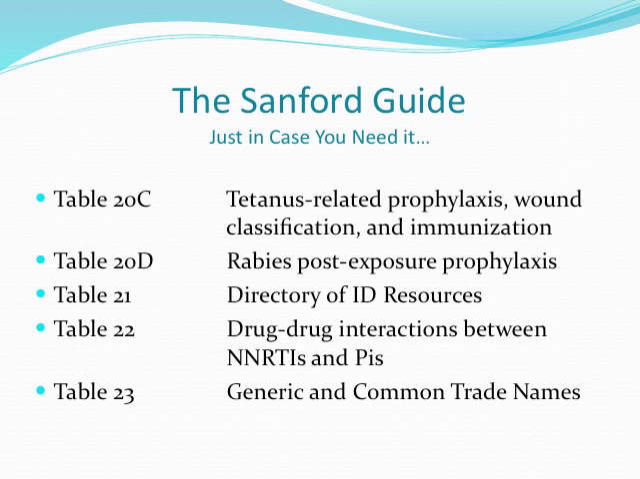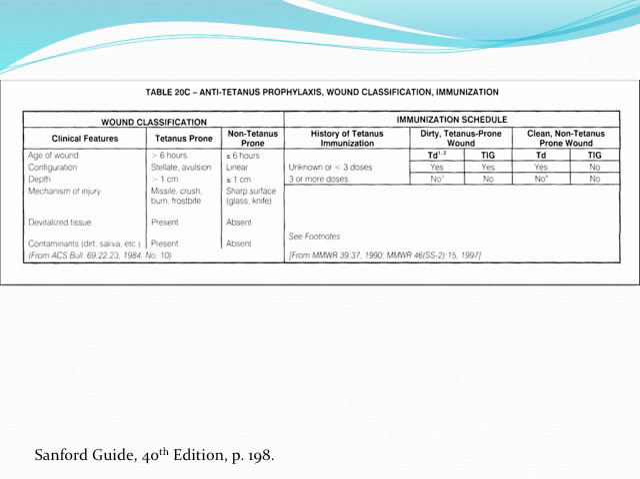Some other just in case you need it information. Wound classification and tetanus immunization schedules are listed in Table 20C, allowing you to categorize what type of wound you have in a given situation, as well as whether patients should receive tetanus prophylaxis. So this is a very helpful section. Again, not something that you would need every day, but when you do need it, it requires rapid attention, and it's nice to know this information is in your pocket.